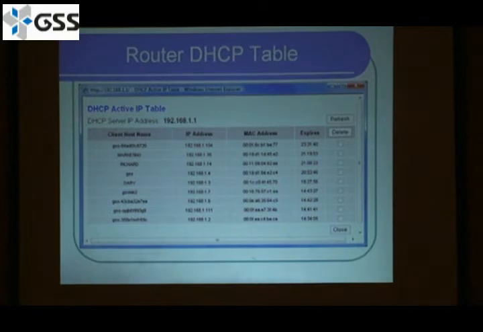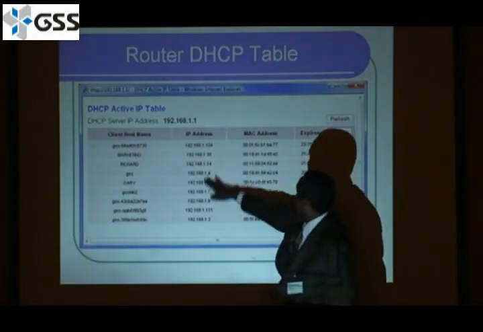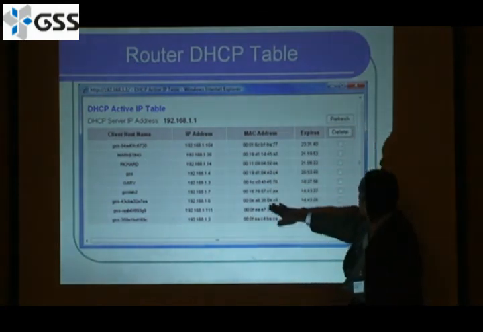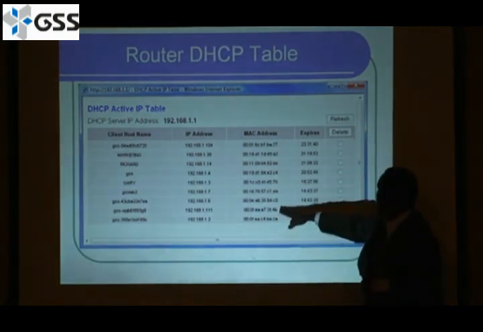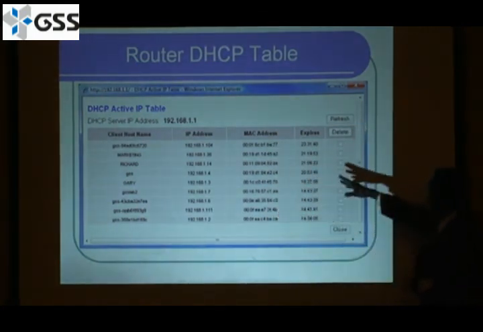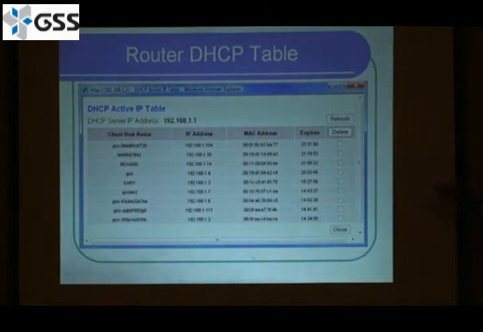The next thing is the DHCP table. So you can see all the IP addresses in the network, the MAC address, which is the physical address, and the lease. The MAC address is the permanent address, or the physical address, of the network card. So that's from the manufacturer. I mean, that would be permanent. But the IP address you can change.